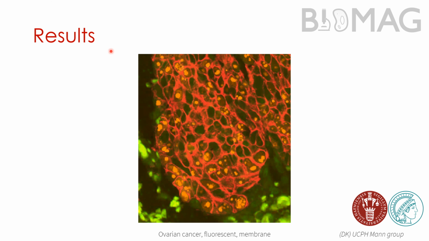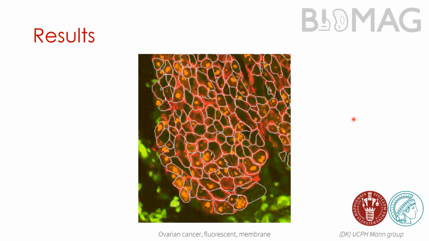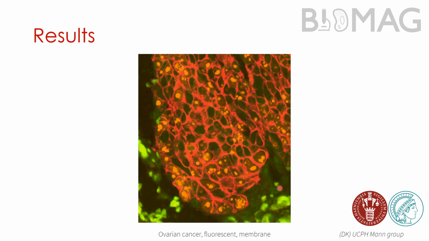The next sample from the same group is an ovarian cancer tissue, this time fluorescently labeled for the cell membranes in red, as you can see here, which is a bit more difficult this time. Our results are overlaid in white. You can see that even in these faintly visible areas, it does quite a nice job.